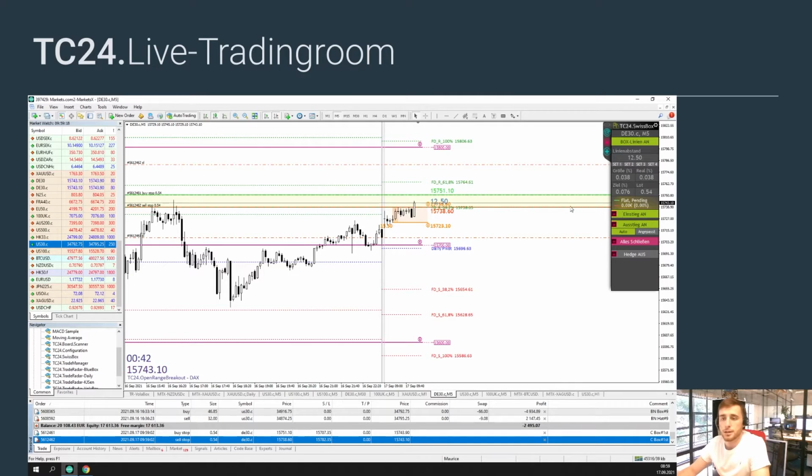And as soon as the market breaks out of this range, one of those is going to be triggered, the other one is going to be deleted, and a brand new pending order will be placed at the opposite side of that box.